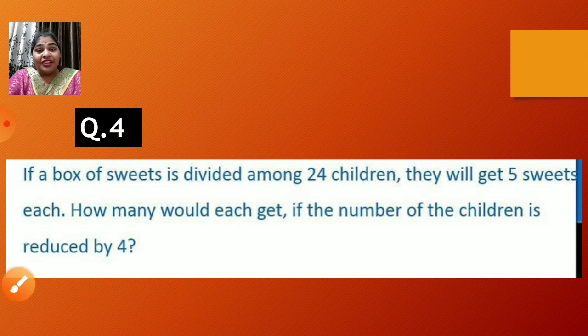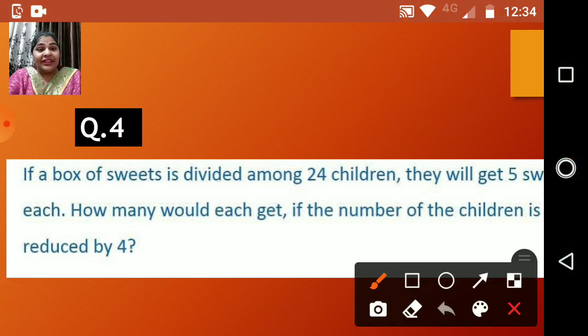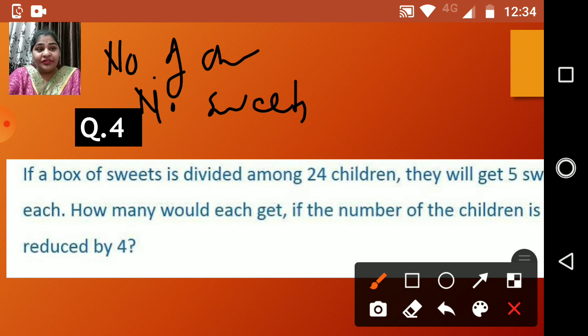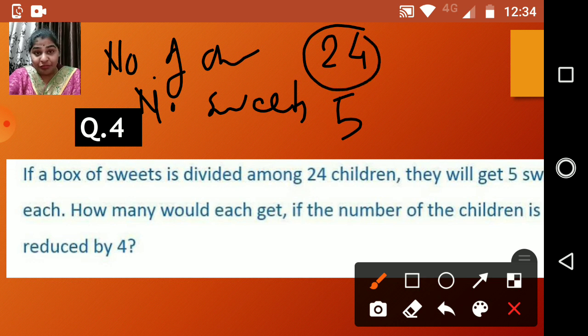Now there are two quantities here, children. That is the number of children, right? And the number of sweets, right? So now if the number of children is 24, how many does each get? 5. Now they have told that the number of children is reduced by 4. So it was 24. When I subtract 4, I'll get 20 children now. If there are 20 children, then how many will each get?